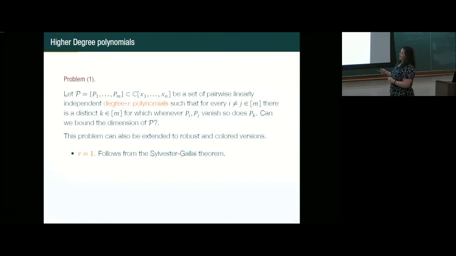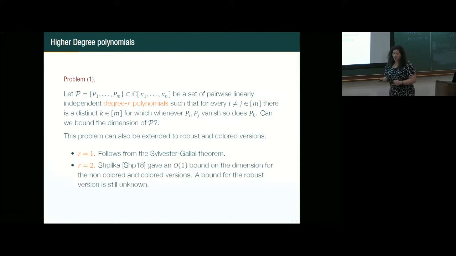R equals 1 is the Sylvester-Gallai theorem. R equals 2 was proven by Shpilka in 2018 for the regular case and the colored case as well. R greater than 2 is still open. And the robust version for R greater than 2 is also open.